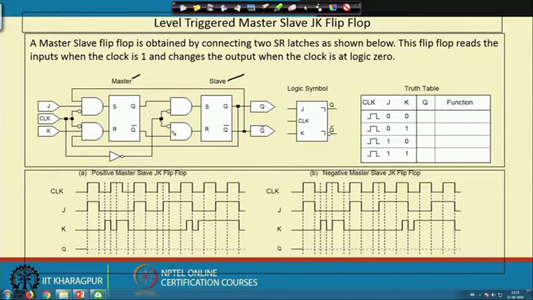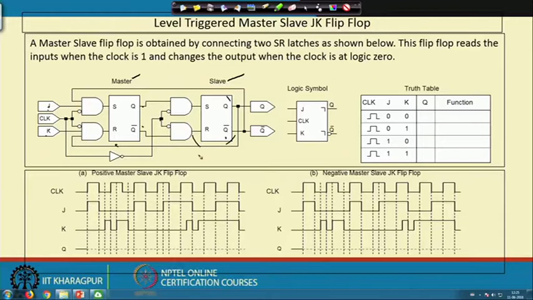You see that when the clock signal is high, depending upon the values of J and K, this Q and Q bar will come. Then the clock signal will become low. When the clock signal becomes low, whatever the values of J and K, they cannot change this SR flip flop. So, the previous value will remain latched here. Now, this slave flip flop will be following the master flip flop. Whatever master has done previously, slave will do now.